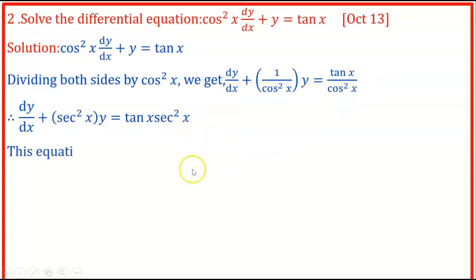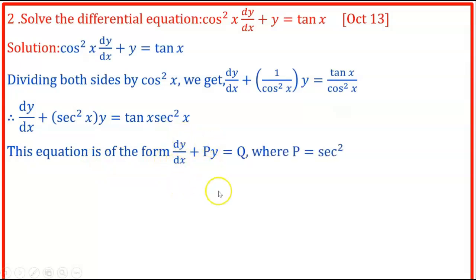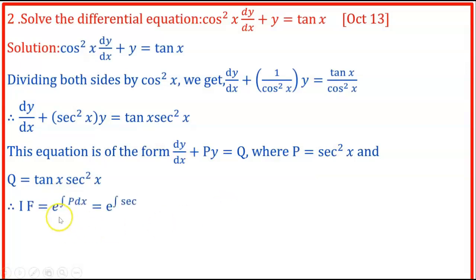Okay, therefore this equation is of the form dy/dx + Py = Q, where P = sec²x and Q = tan x · sec²x. Now the integrating factor is e raised to the integral of P dx, that is e raised to the integral of sec²x dx. What is the integral of sec²x? It is tan x. That is, IF = e^(tan x).